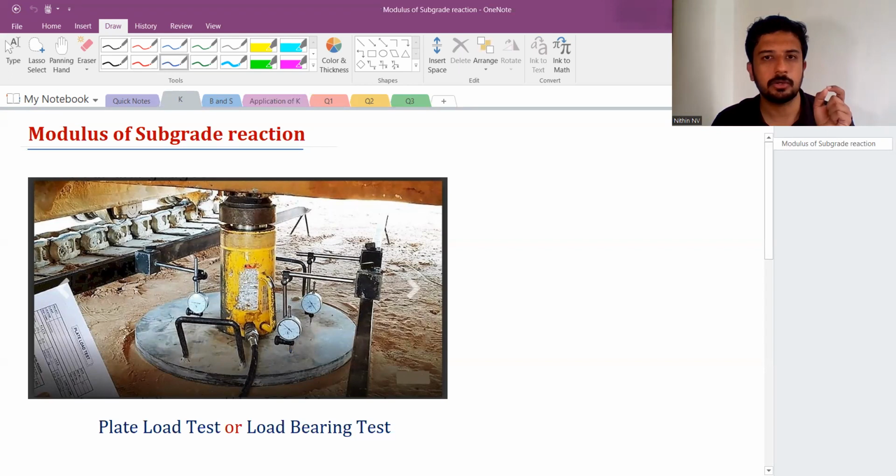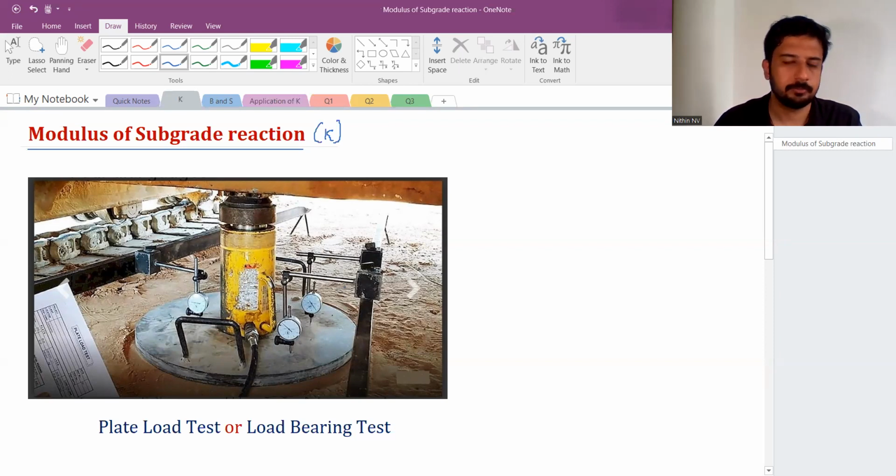So directly we are not going to get any value here. I mean, directly we are not going to get the modulus of subgrade reaction value here. We use the symbol K to denote that. Some other things we are going to note down, and using those values we are going to calculate the K value. That is the procedure. So remember the name of the test: plate load test or load bearing test.